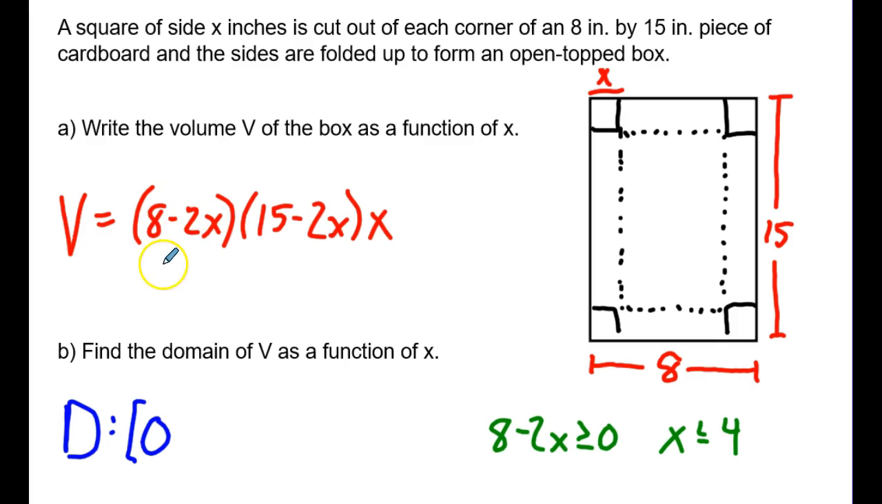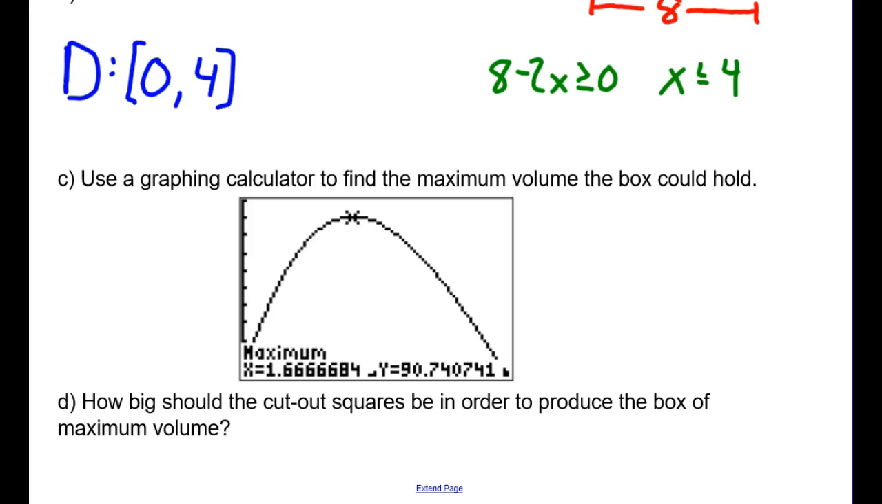So because of this restriction, we can't have any values for x that are greater than 4. So the domain for this polynomial ends up being 0 to 4 with those endpoints included. Part C, use a graphing calculator to find the maximum volume the box could hold.